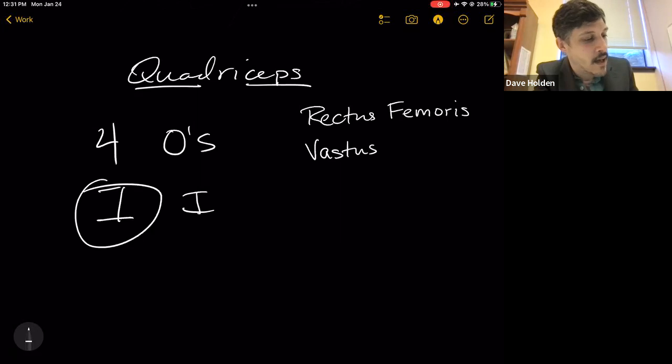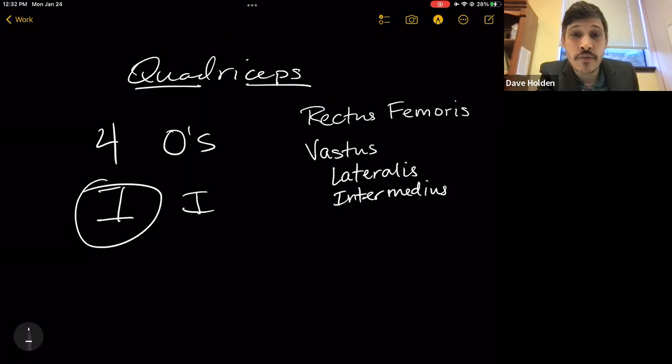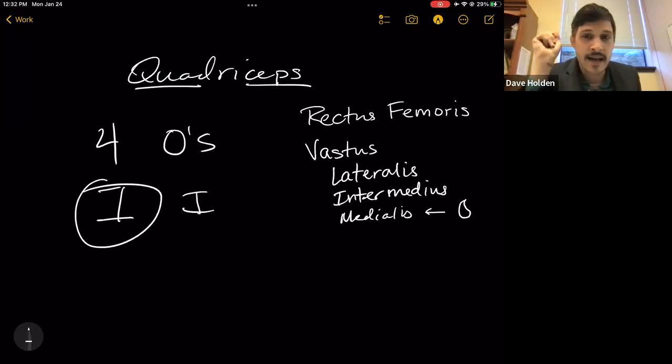We have vastus lateralis, the vastus muscle on the lateral side. Vastus intermedius, the one in the middle. And vastus medialis, the one on the medial side. This one is probably the easiest to identify. It has a very distinct teardrop shape to it. Very distinctive. Once you've seen it, you'll never miss it. You can spot it a mile away.